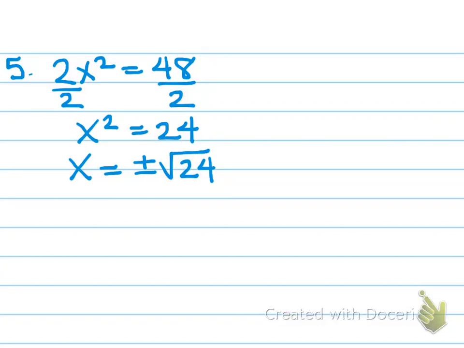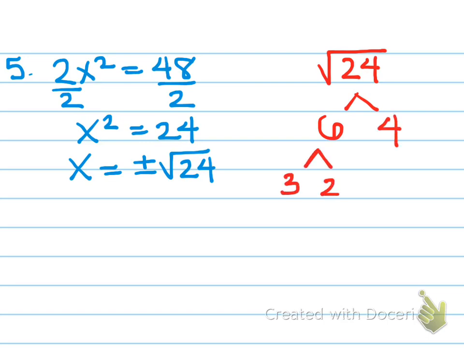We now have x equals plus or minus the square root of 24. To simplify the square root of 24, we must factor it until we have perfect squares. 24 can be factored down into 6 times 4. 6 can be factored into 3 times 2, and 4 can be factored into 2 times 2.